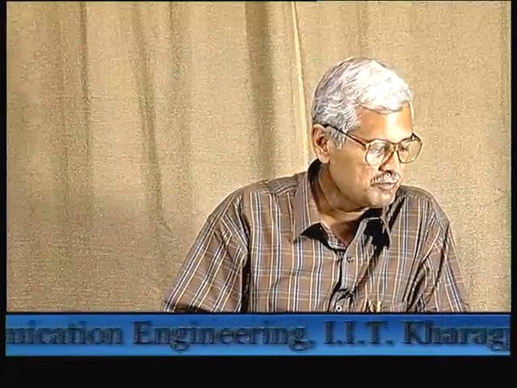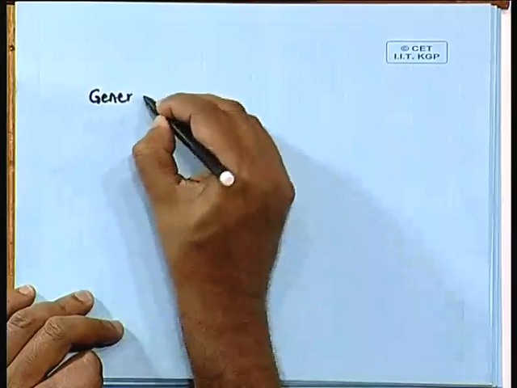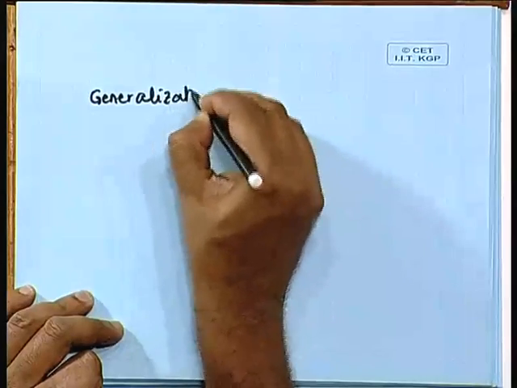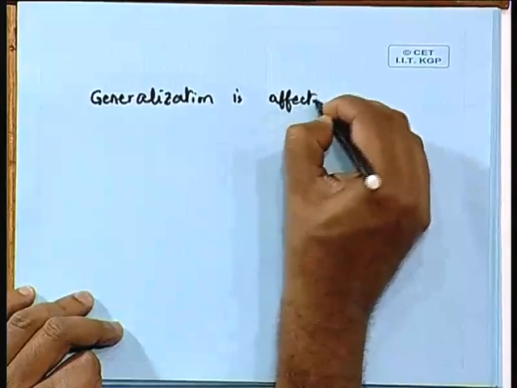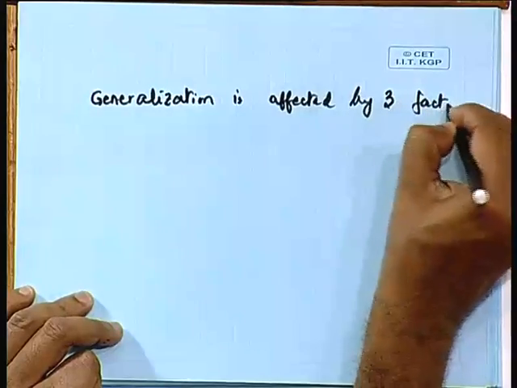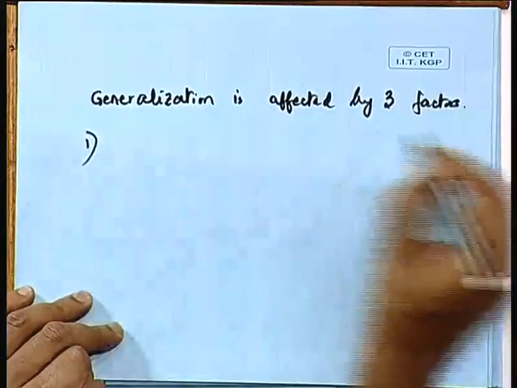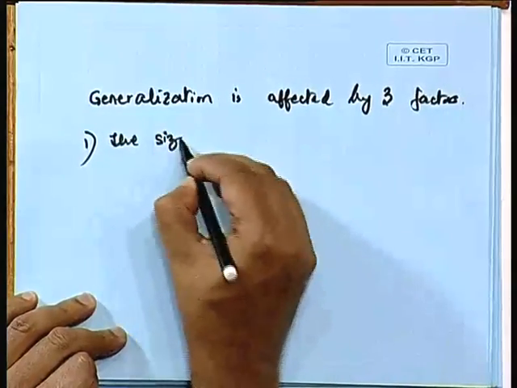Now the question is, on what factors is this generalization influenced? The generalization capability of the backpropagation algorithm is affected by three factors. Number one, very important, is the size of the training set.